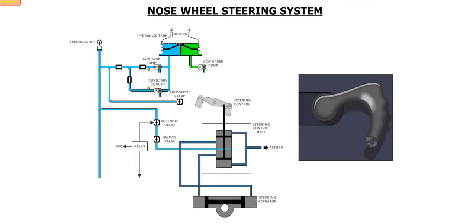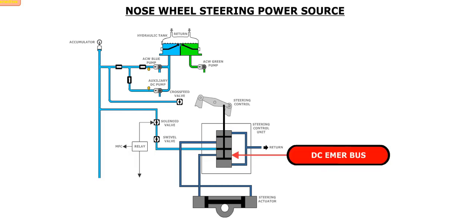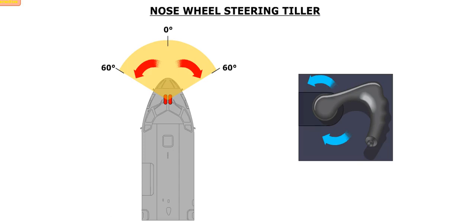The nose wheel steering system is powered by the blue hydraulic system. Steering is accomplished by means of a steering hand wheel, located on the captain's side panel. Hydraulic pressure is supplied through a nose wheel steering selection valve that is powered by the DC emergency bus. The tiller provides a steering authority of 60 degrees either side of center.